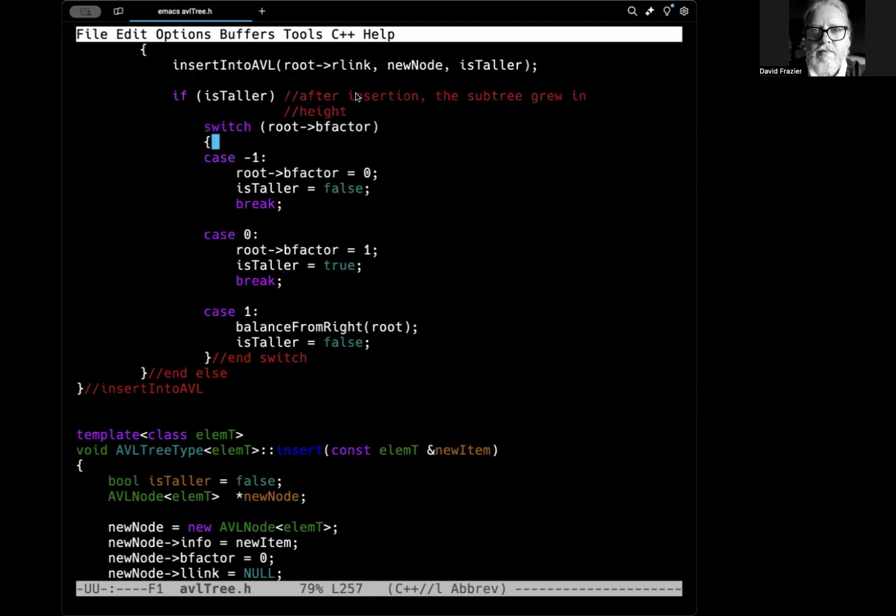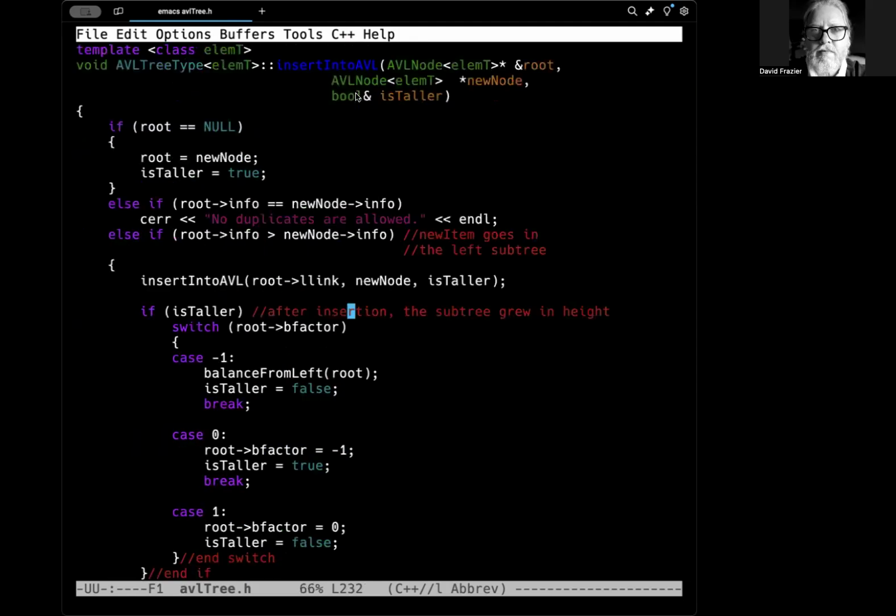We then go up to this more complicated insert into AVL with that information. And then it's going to go through, and of course, if root's null, life's easier. The root's equal to new node, and is taller is now true. And then we're going to go with other cases here. No duplicates are allowed. And then we have our basic division here: if the root info is greater than the new info we're adding, then the new node has to go into the left subtree.